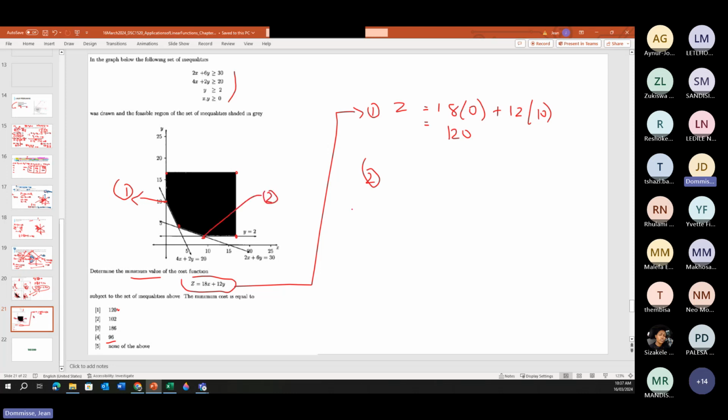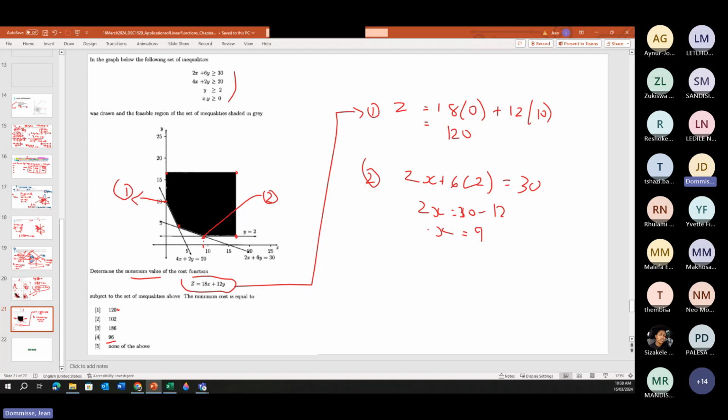So before we do that, 2x plus 6y, and y is 2, is equal to 50. I just want to see what x is, because it does not seem like 10. It seems a bit smaller than 10. So x is 9, so just smaller than 10.